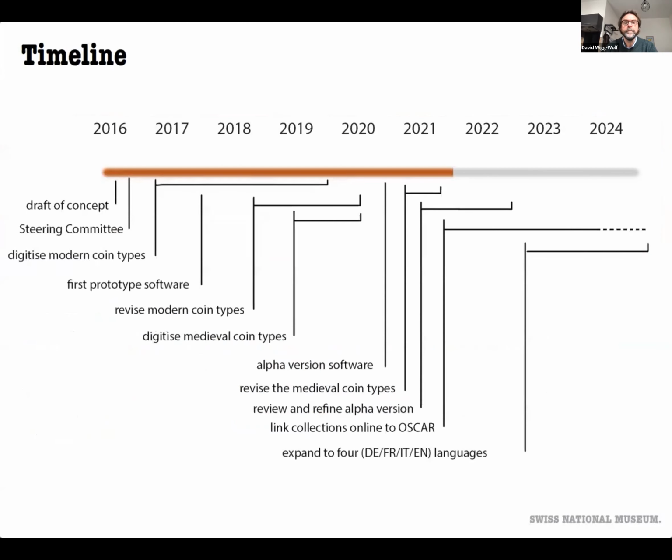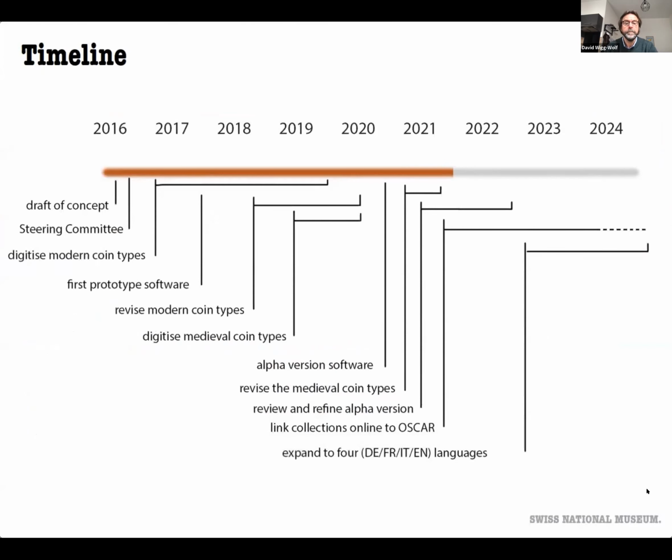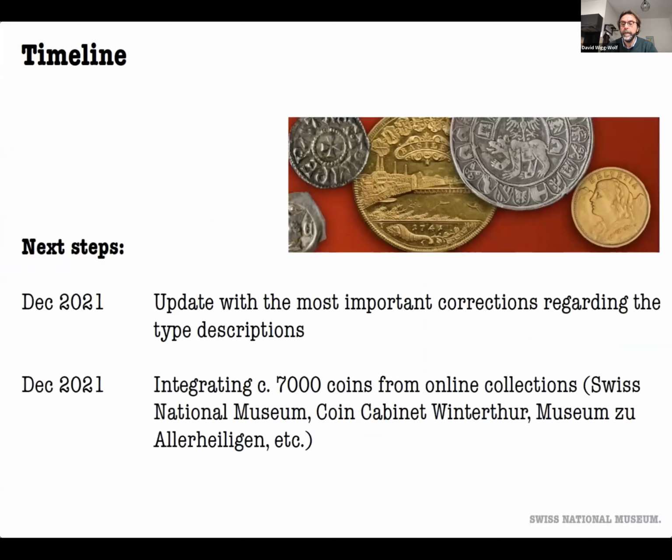So where do we stand now? We are now at the moment finishing the revision of the digitized coin types, and we will be integrating about 7,000 coins from online collections into OSCAR at the end of this year. Thank you very much.